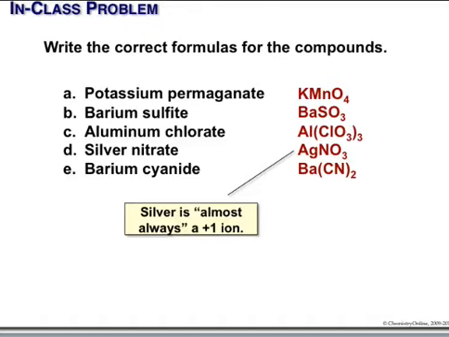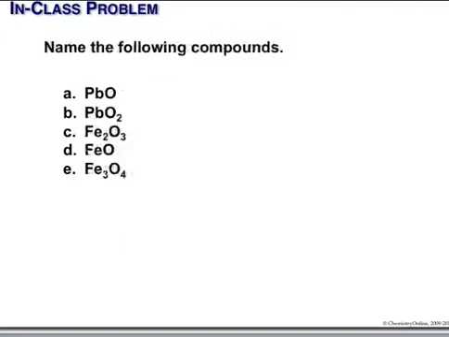Well, this takes a little bit of practice, not a whole lot. Got some things to remember, but we can all do that. Let's just very quickly look at some more, and let's name these guys. Well, Pb is what? Lead. O is oxygen. So this is oxide, right? So we would call this lead oxide.